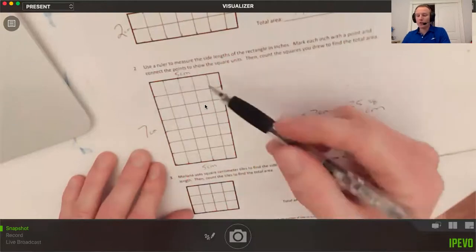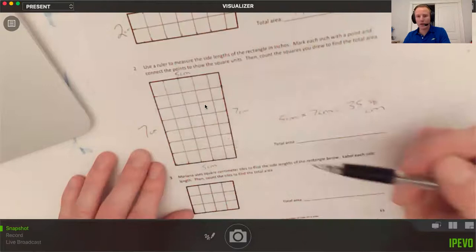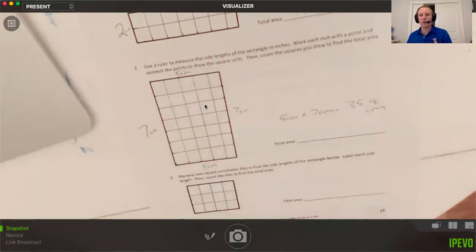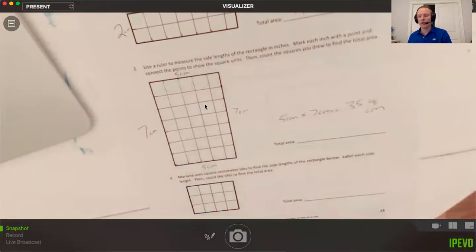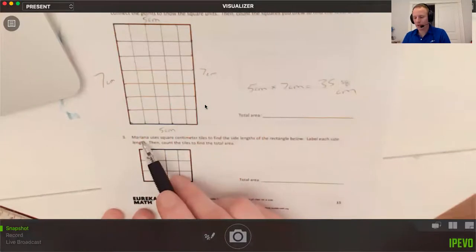Right. Now, you could go through and say 5, 10, 15, 20, 25, 30, 35. That works too. But I'm showing you that we're going to eventually get to the point where we multiply the side lengths in order to find area. All right, let's look down at the one on the bottom. And I wish this thing had a better zoom feature so you could see the text a little better.